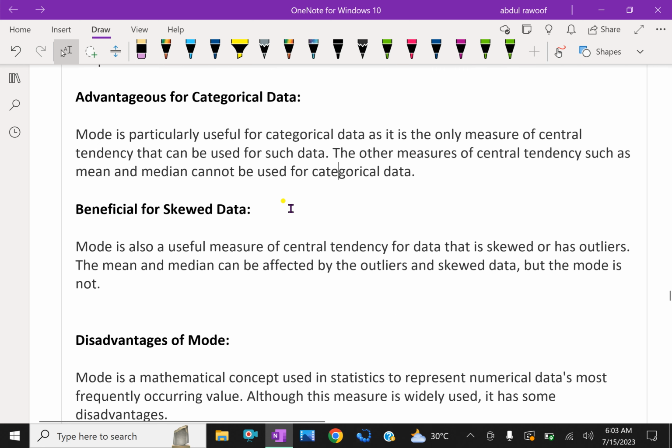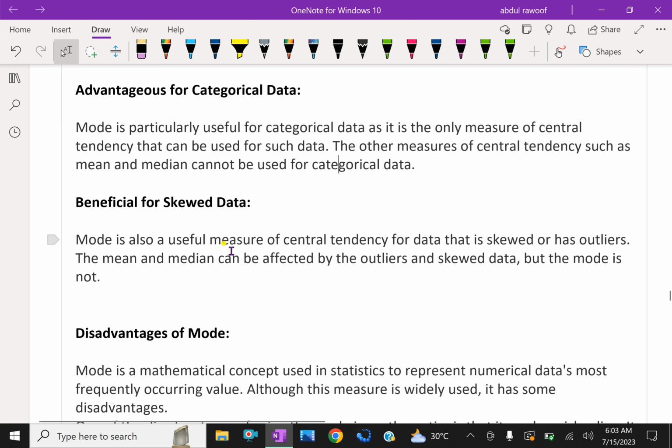Advantage for categorical data. Mode is particularly useful for categorical data as it is the only measure of central tendency that can be used for such data. The other measures of central tendency, such as mean and median, cannot be used for categorical data. Only mode can be used for categorical data.